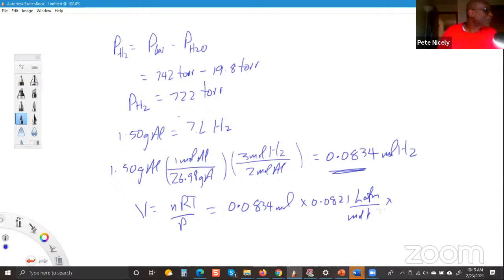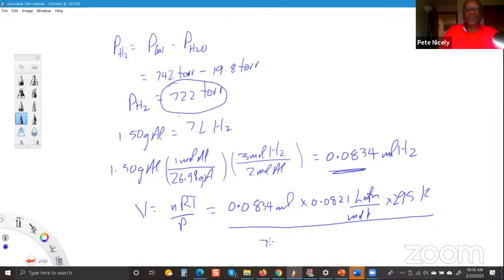What's the temperature? According to the question, the temperature is 22 degrees Celsius. So that's 295 Kelvin, all multiplied by the pressure. And that would be the pressure of the hydrogen that we calculated here, all right? Which is 722 torr, but we have to convert that to atmospheres. 1 atmosphere over 760 torr, all right?